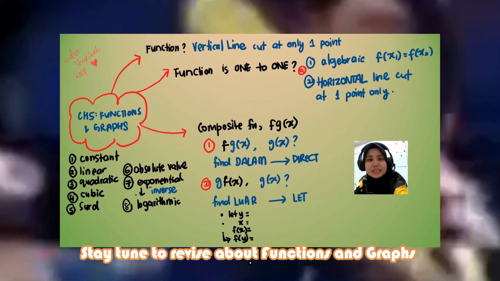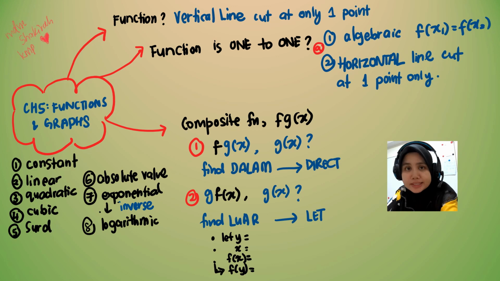Hi everyone. Okay, so let's do a quick summary about chapter 5, functions and graphs. For chapter 5, what do we have? You will have to identify whether it is a function or not. To identify that, you must draw a vertical line on the graph and make sure the vertical line cuts at only one point. So your vertical line is like this.